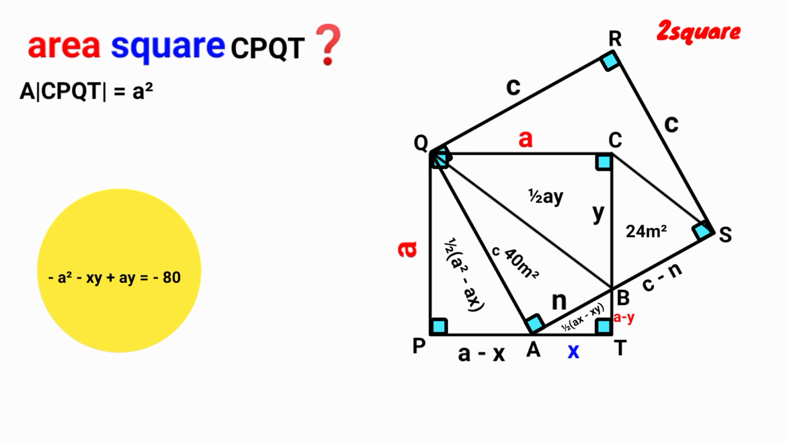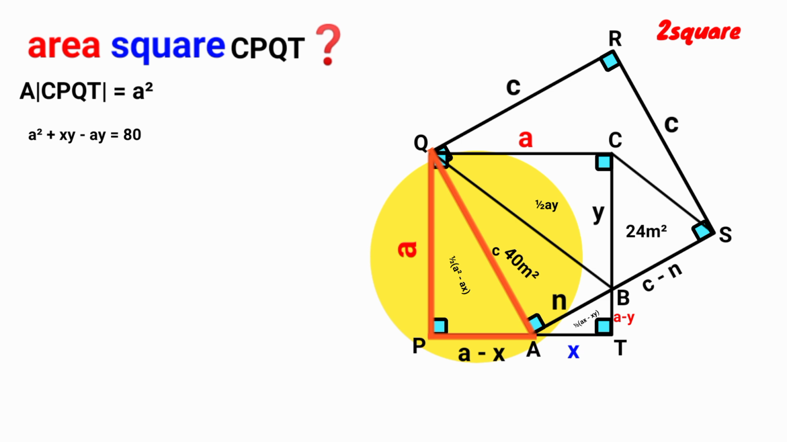Multiply both sides by minus 1. Here minus a squared minus xy plus ay, all multiplied by minus 1, is plus a squared plus xy minus ay. While here minus 80 times minus 1 is plus 80. So a squared plus xy minus ay equals 80. Now we keep this equation aside.